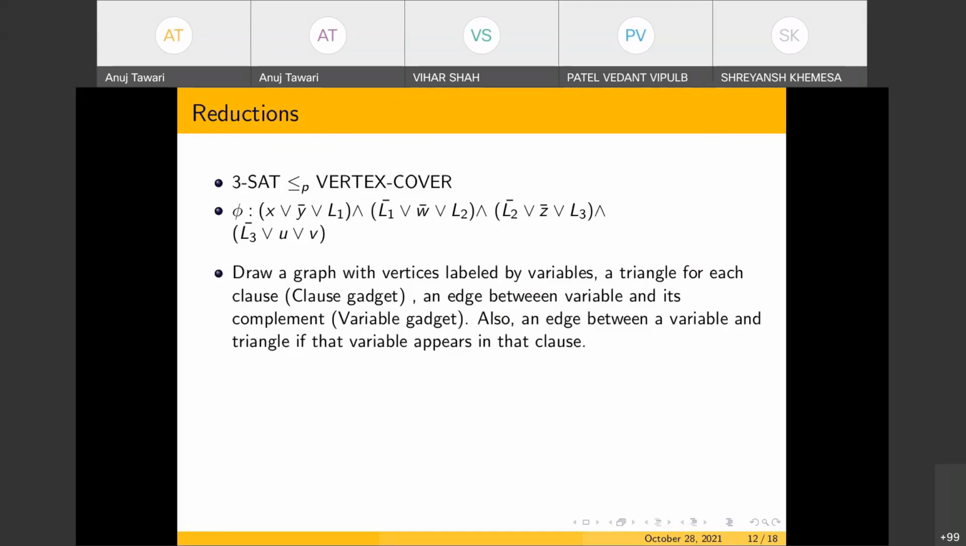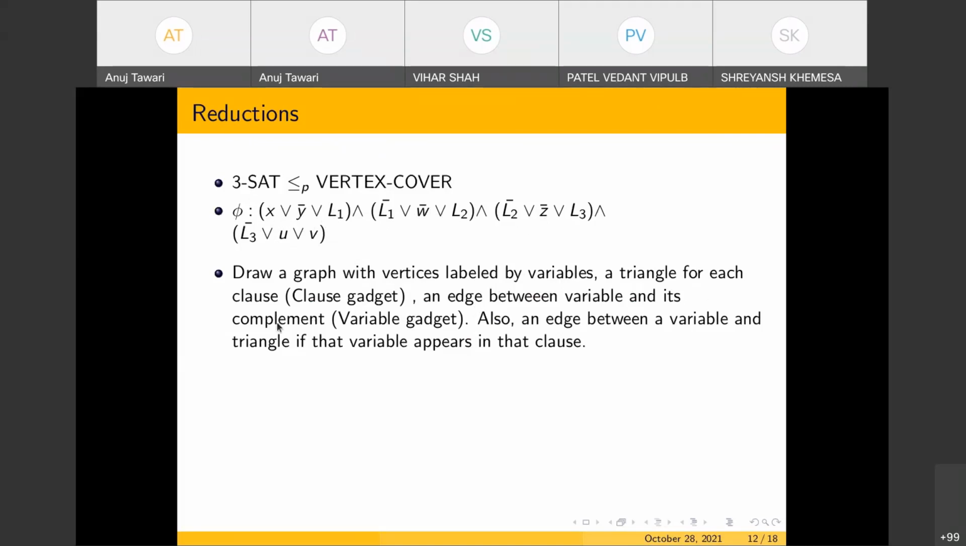So we'll again draw a graph with vertices labeled by these variables. Okay. So what are the variables here? X, Y, L1, L2, L3, U, V, W, Z, and there will also be these complements. So X bar, Y bar, L1 bar, W bar, Z bar. So all these vertices will be there. And there will be a triangle for each clause, exactly as was suggested.